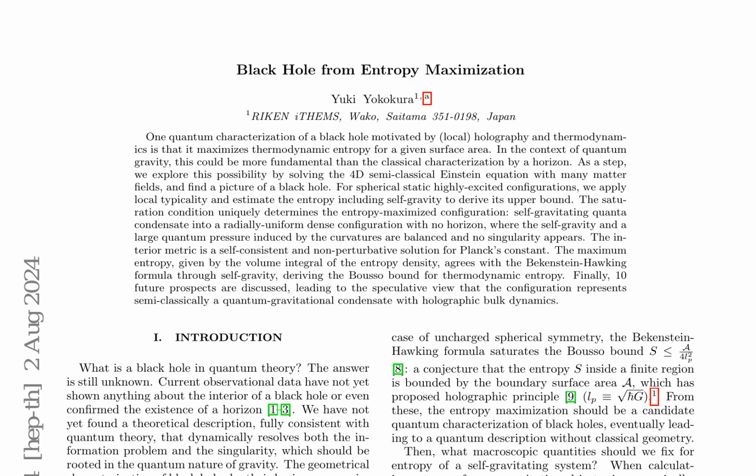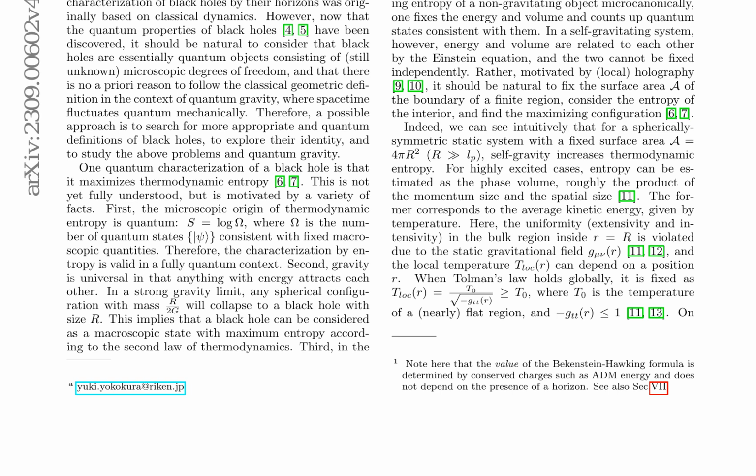For spherically symmetric static systems with a fixed surface area, self-gravity increases thermodynamic entropy, particularly in highly excited cases where entropy can be estimated as the product of momentum size and spatial size. However, the uniformity in the bulk region inside a radius r is violated due to the static gravitational field, leading to a position-dependent local temperature. Tolman's law is applied globally, fixing the temperature as a function of position, with the temperature in nearly flat regions determined by conserved charges such as Admiral energy.